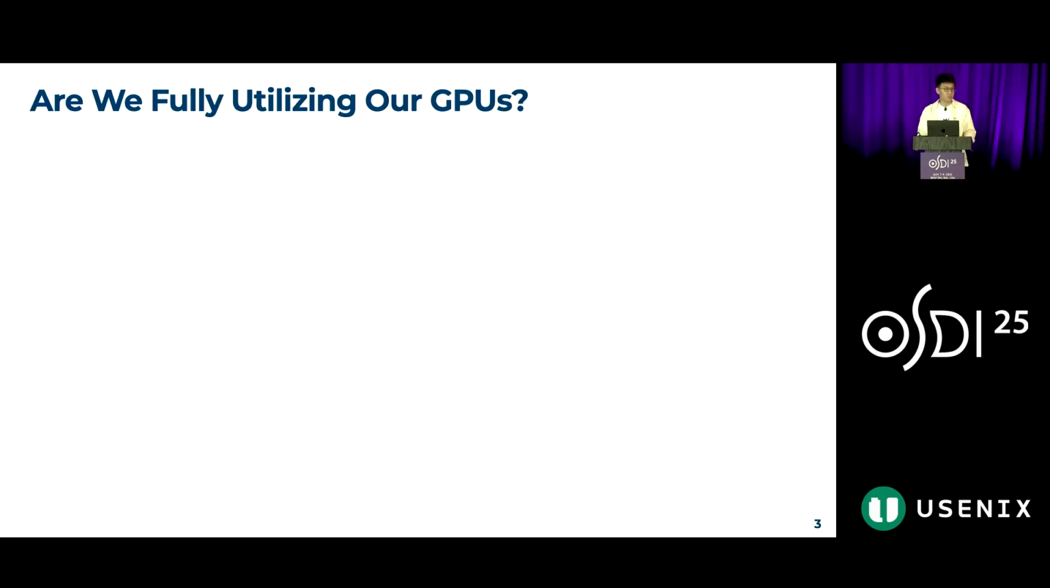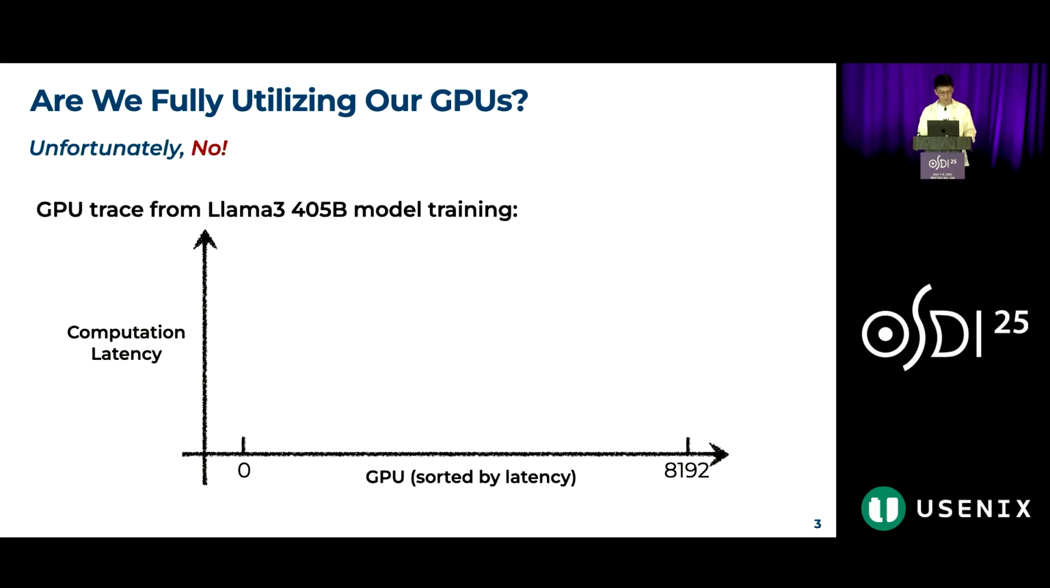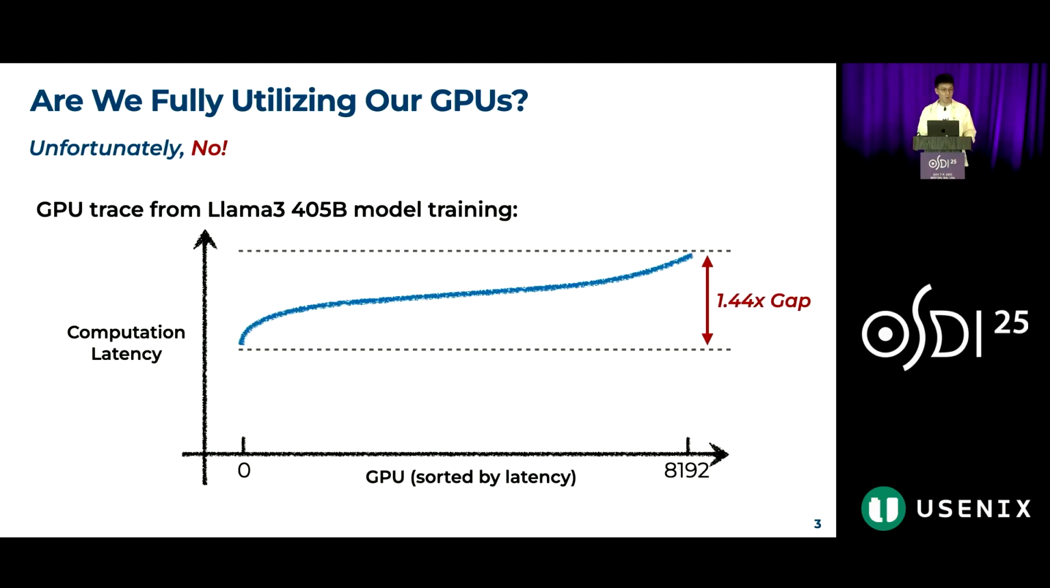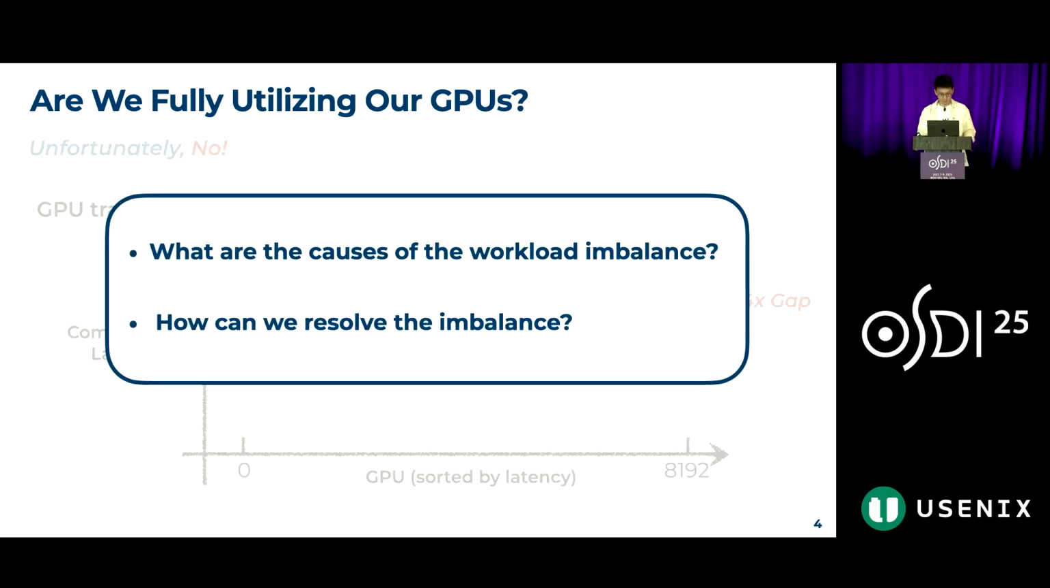Given the high training cost, are we fully utilizing our GPUs in large language model training? Unfortunately, the answer is no. We analyzed the GPU trace from Llama 3 400 billion model training on 8,000 GPUs, and we measured the computation latency on all GPUs. The result shows a 1.4 times gap in computation latency among different GPUs. This indicates that there's significant workload imbalance among GPUs during LLM training.